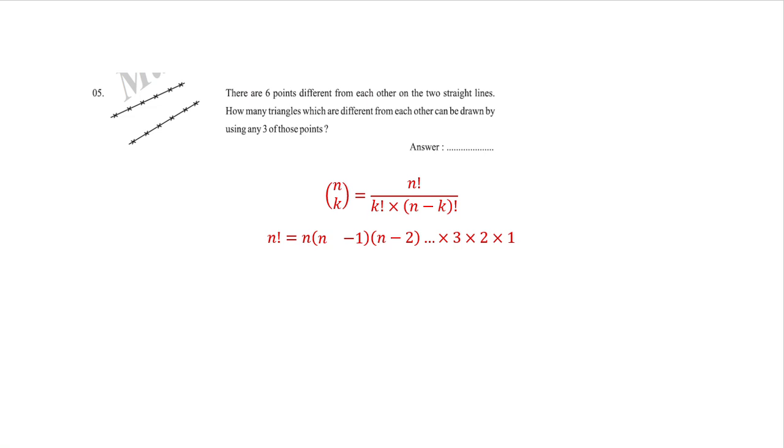Hey everyone, so today what we will be doing is solving this problem right here. It says that there are 6 points, different from each other, on two straight lines, which means there are 12 points in total. And they're asking us how many triangles, different from each other, can be drawn by using any three of those points.